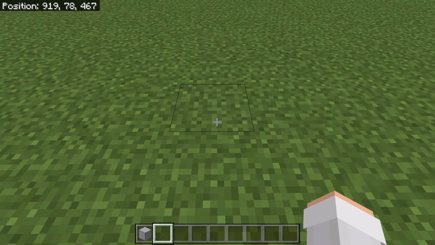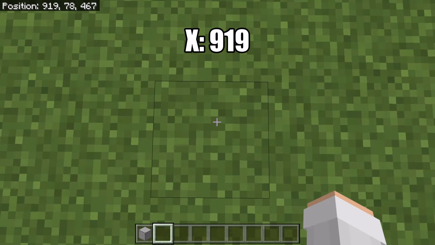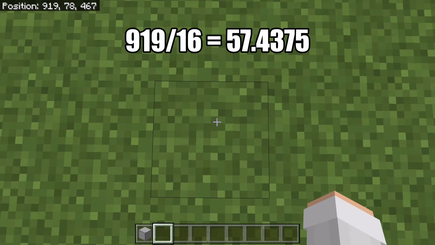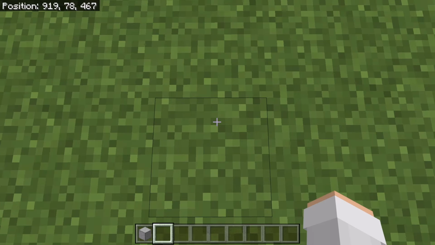For example, at this spot the X coordinate is 919. 919 divided by 16 is 57.4375. Since 919 divided by 16 equals a decimal answer, that means that it cannot use this spot.